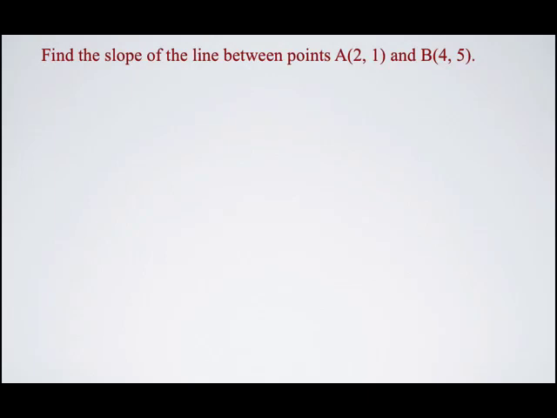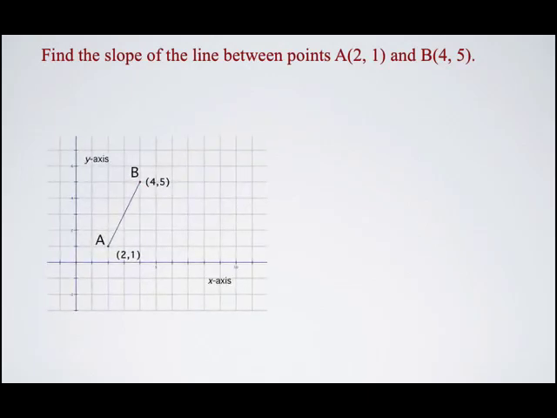To start, we're going to draw a diagram. Our diagram is a coordinate plane. We'll add to that our rise and our run on the diagram, and we'll count them out. Our rise is 4 units and our run is 2 units.